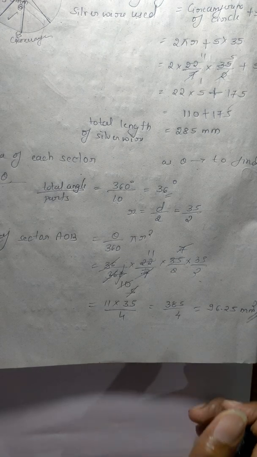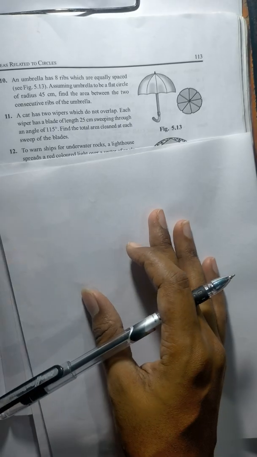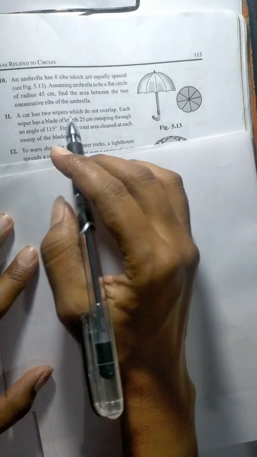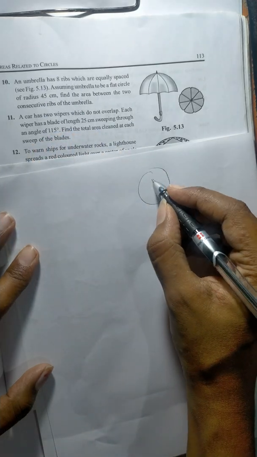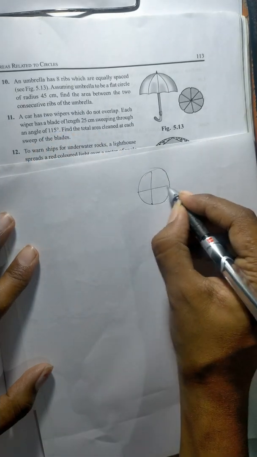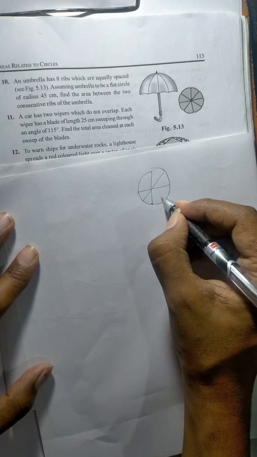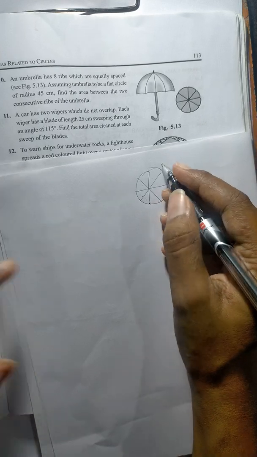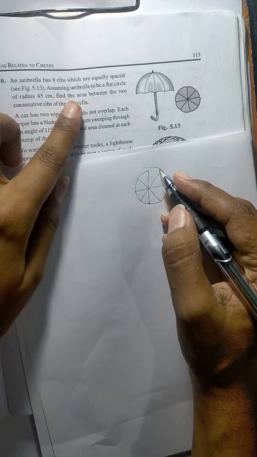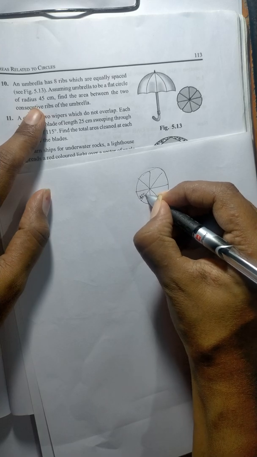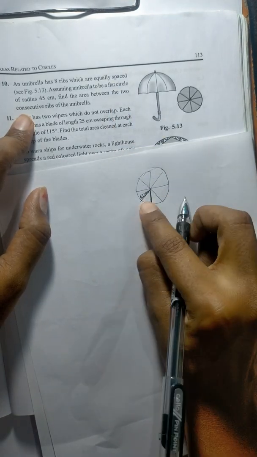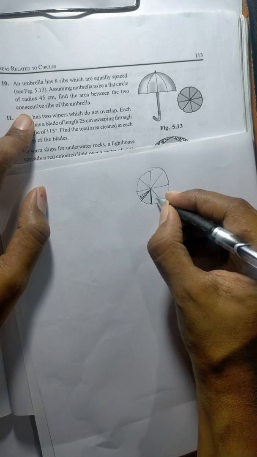So the next problem, the 10th one: an umbrella has ribs. If we open it, we are able to see the circular formation. How many ribs are there? 8 ribs are there. In that they have given the radius as 45 centimeters. So we will consider the radius as 45 centimeters. Find the area between two consecutive ribs. So one single rib, and the next rib next to it, gives the angle theta.